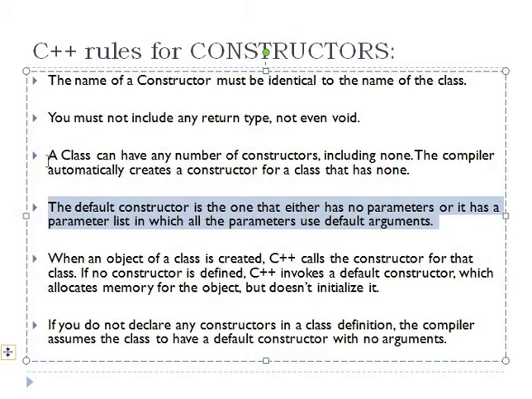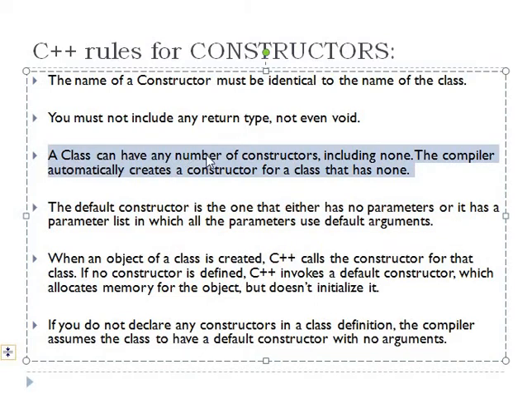Next, read this particular point. It says a class can have any number of constructors including none. Now none means zero constructors. That means inside a class you can have any number of constructors starting from 0, 1 till infinity. So there is no limit to the number of constructors that you can create inside a class. In fact, you can create unlimited number of constructors inside a class. If you want to create 10 constructors inside a class, you can create. If you want to create 20 constructors, you can create. Even if you want to create 1,000 constructors inside a class, you can do so.